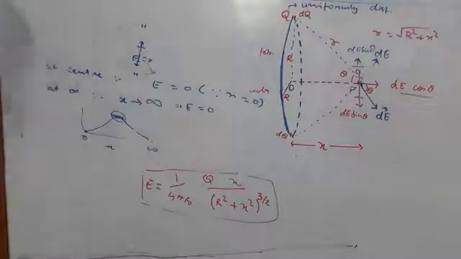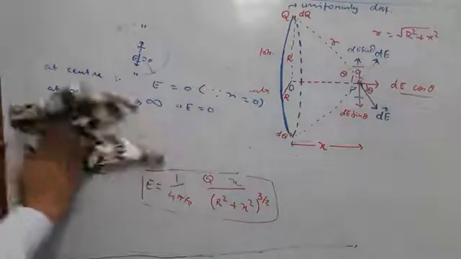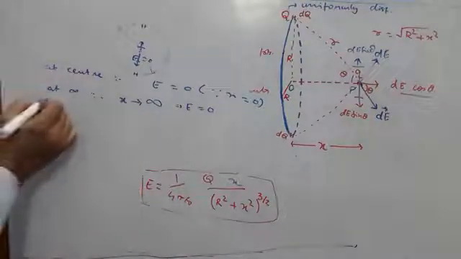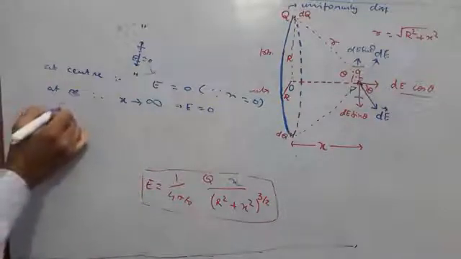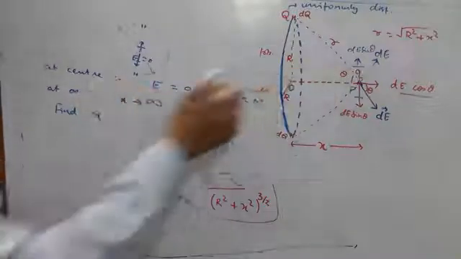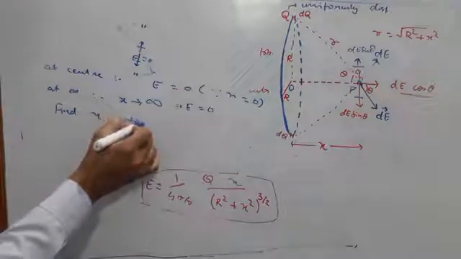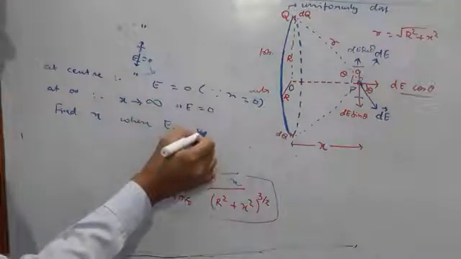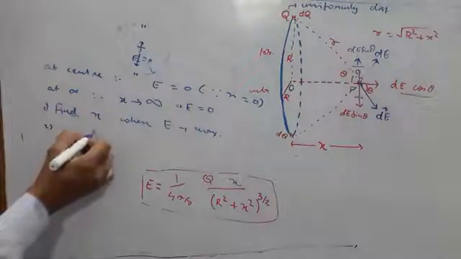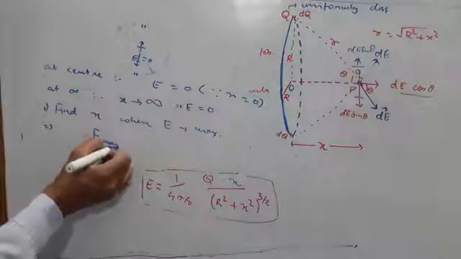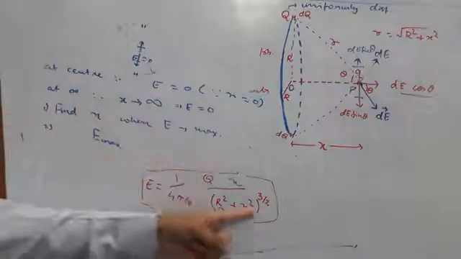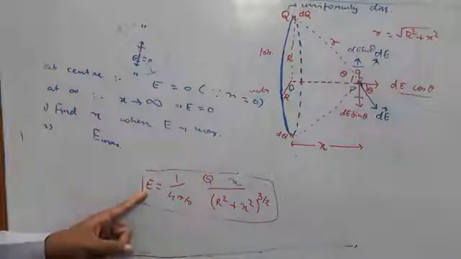Now this is the task for you. The first thing, let me give you the hint for that. You already know the expression for electric field. You have to find x. That means you have to find that distance on the axis where the electric field is maximum. Number 1. Second, you also try to find what is that maximum value of electric field. Once you get x, put that value of x in this expression, you will get the value of maximum electric field.